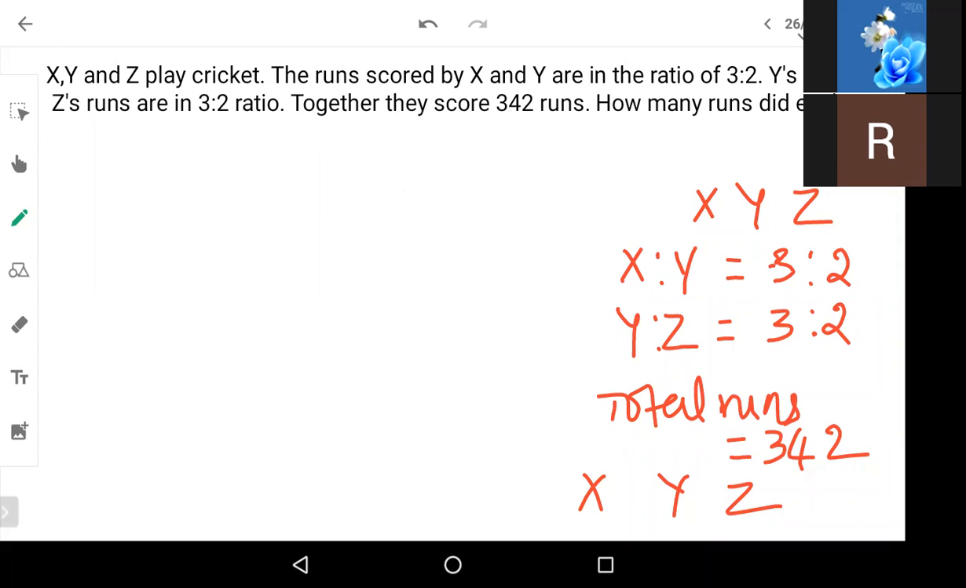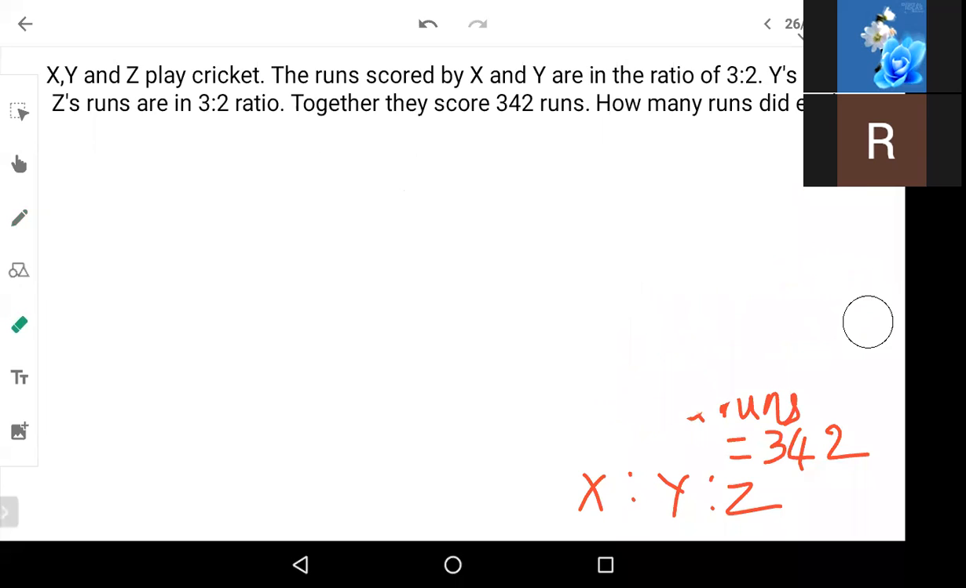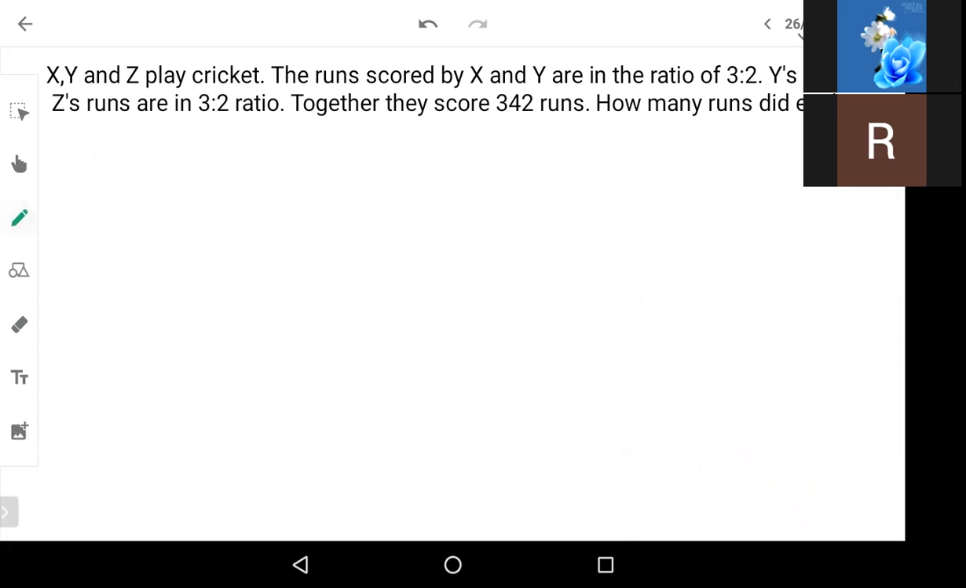Now let us define these variables, and then we will have to find out X is to Y is to Z. And like the previous problem, we will again divide the runs. The total 342 runs has to be divided in the continuous ratio of X is to Y is to Z. Okay, so that is the total problem. Now let us start determining a few of the variables. I hope the question was clear. Any doubts in the question part?